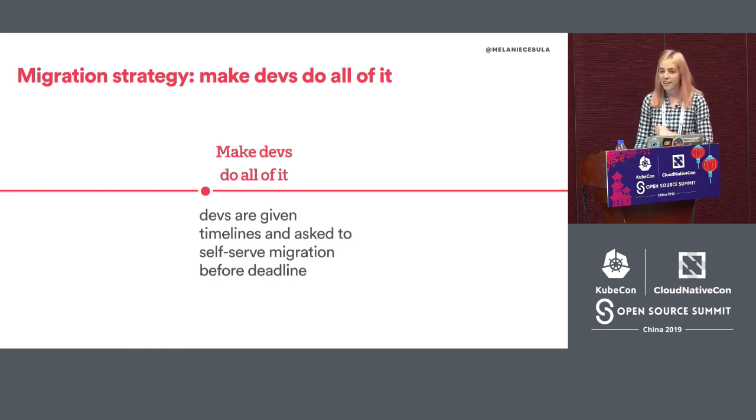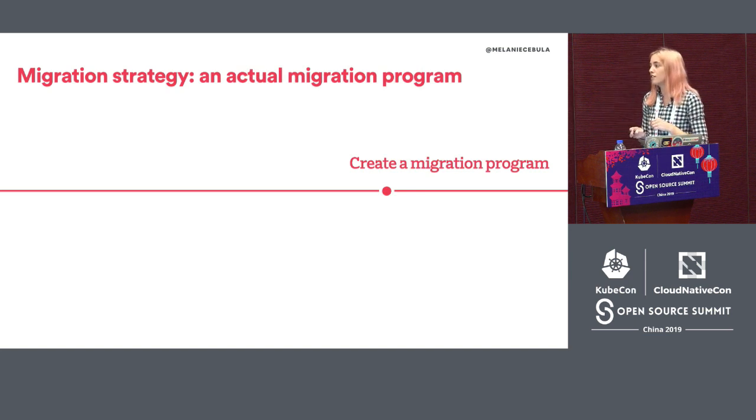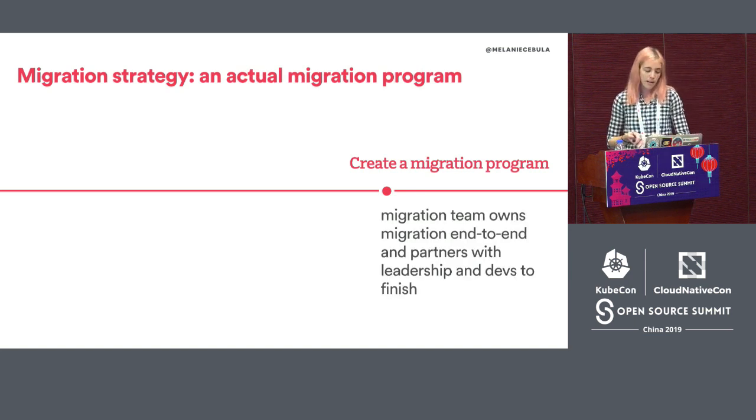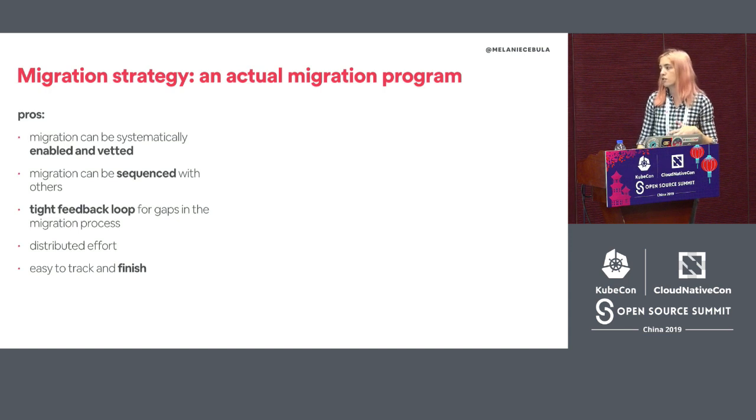One other thing we do is make devs do all of it. So we basically ask developers, can you migrate this? The problem with this approach is that everyone's always asking developers to migrate. Are they actually going to do the migration? How do we make sure that we finish the migrations? Because I just talked about how bad it is if migrations are left unfinished. So if we want to actually finish the migrations, we need a migration team that owns the migration end to end and figures out how to make it as efficient and frequent as possible. In our case, we have a Kubernetes migration team that is running this effort, and I'm part of that team.